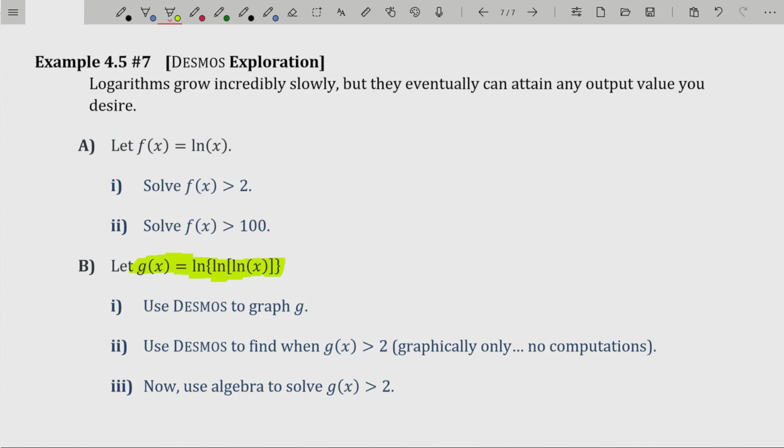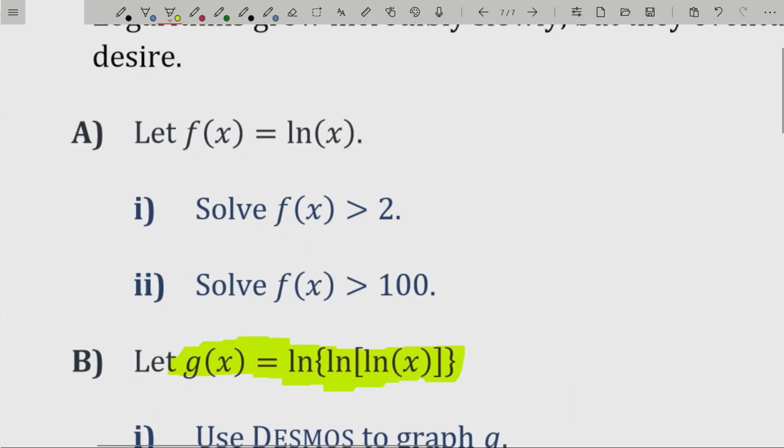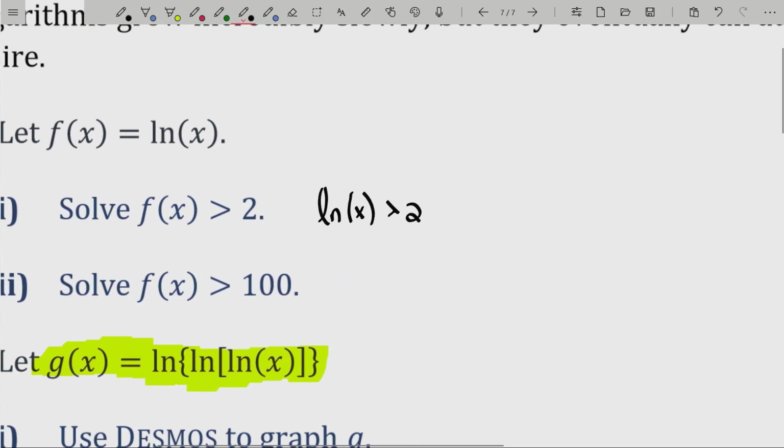So let's go ahead and let our function equal the natural log of x, and we're going to solve f of x is greater than 2. So this is what we call a logarithmic inequality. So we're going to go ahead and solve the natural log of x is greater than 2. That's what we want. Well, if you do that circular argument, the inequality will still hold. So this will imply that x must be greater than e to the second.